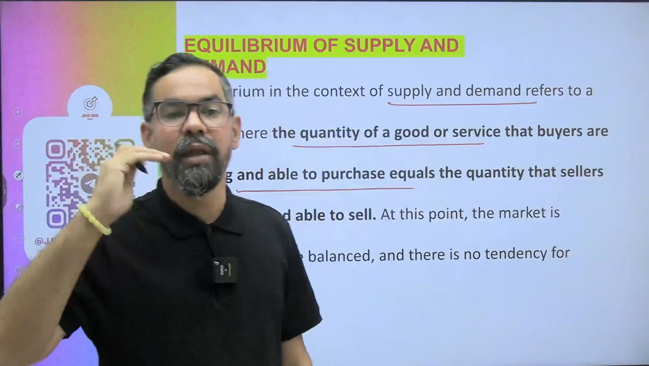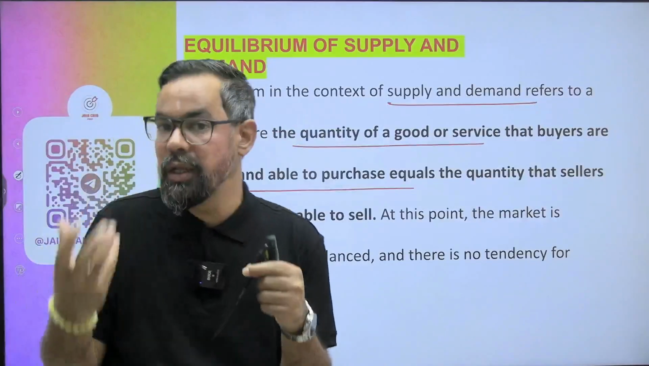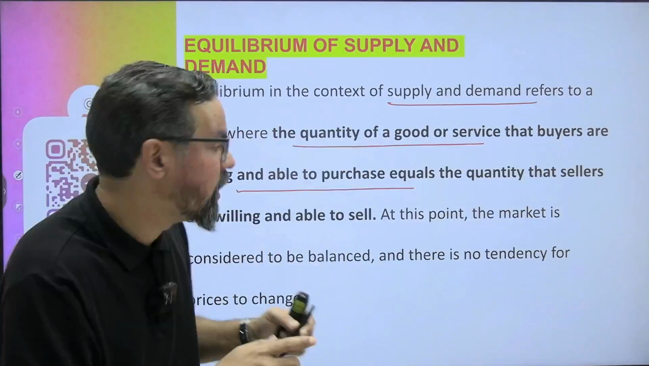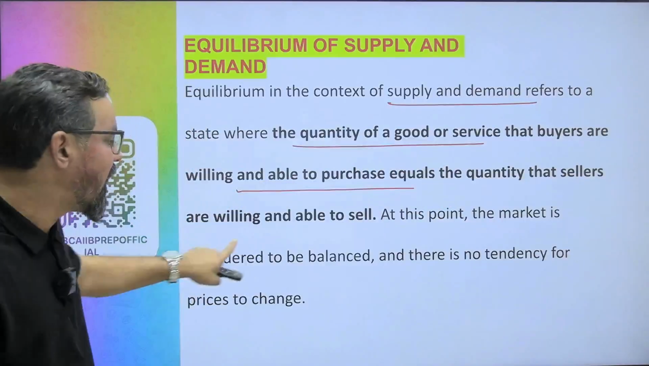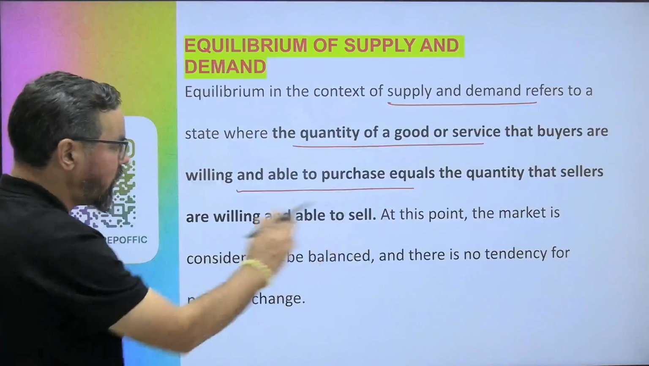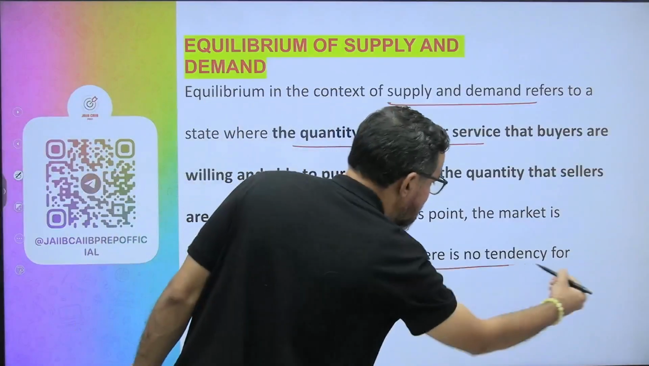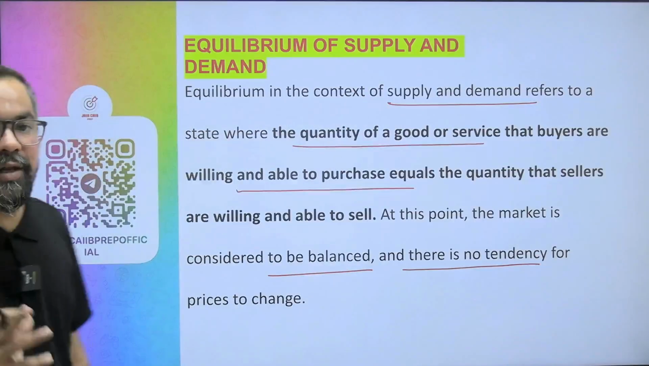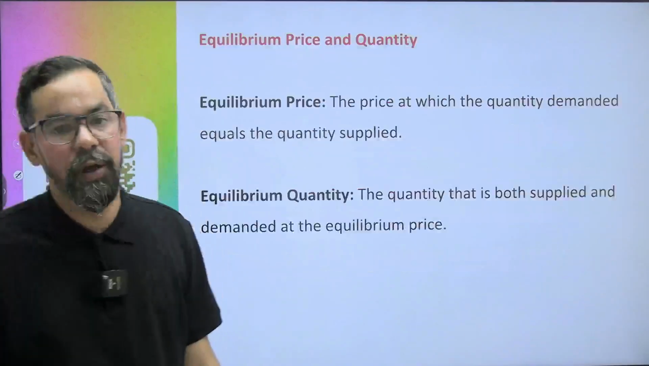Sellers are willing to sell that particular product at 200, and within that 200 they are able to manage their cost and everything. So that is ability, and that quantity demanded equals the quantity that sellers are willing and able to sell. At this point, the market is considered to be in balance, and there is no tendency for the price to change. So this is the point we reach after the negotiation between surplus and shortage.